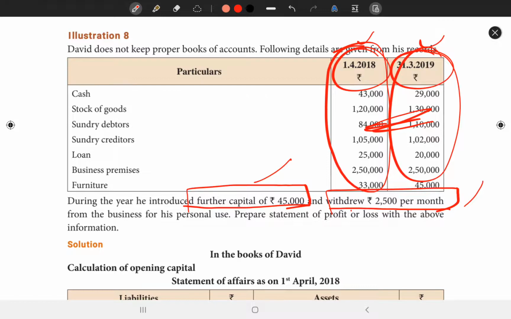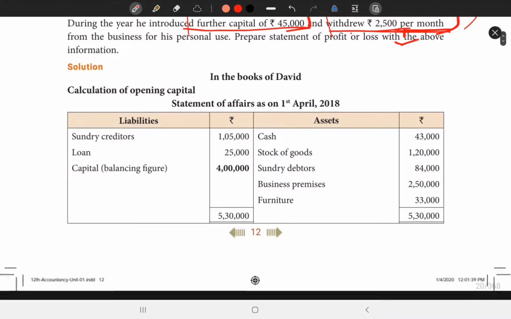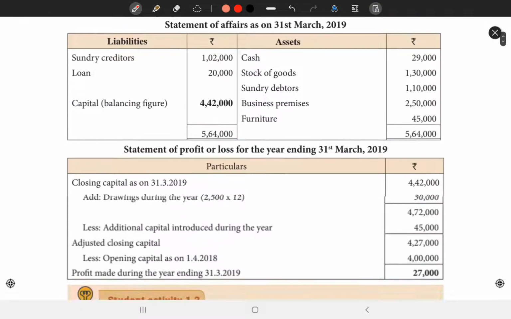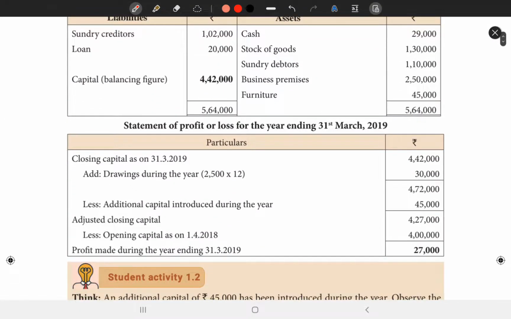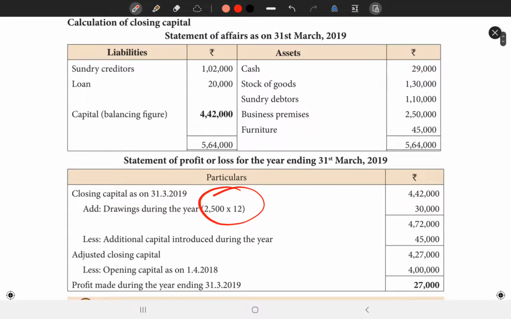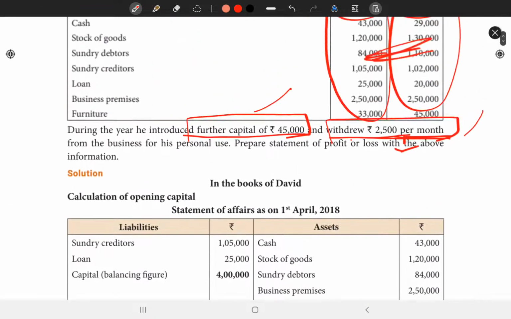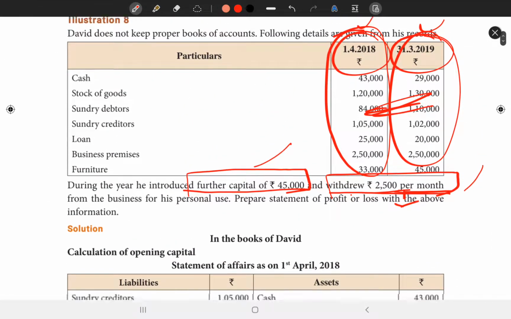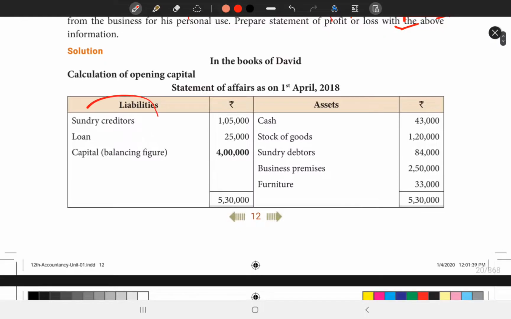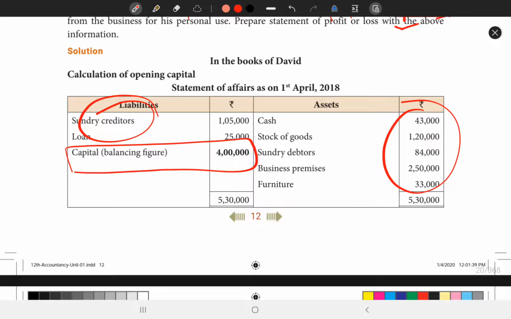Okay, be careful here, it's 2,500 per month. The drawings will be for 12 months, not for 1 month. Okay, you have to multiply it with 12, and it's easy. Liabilities are written, assets are written, and the deficit amount is capital.